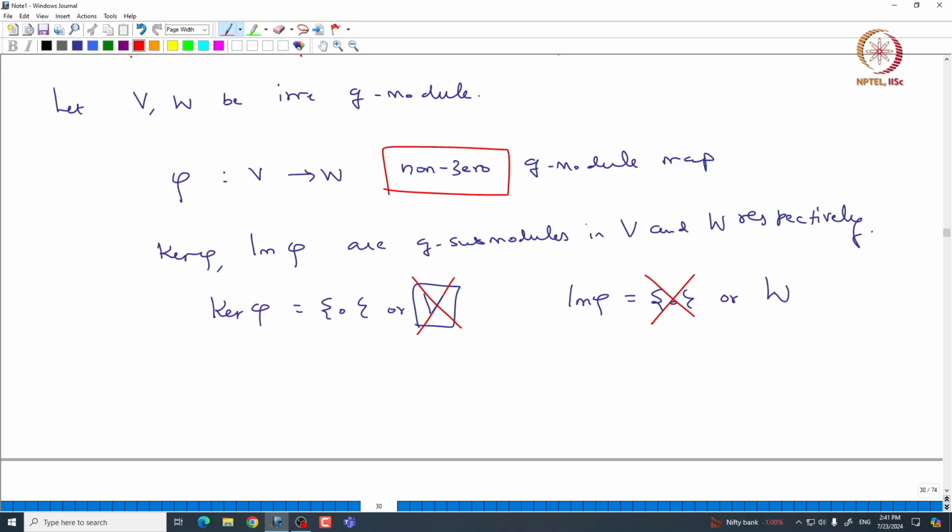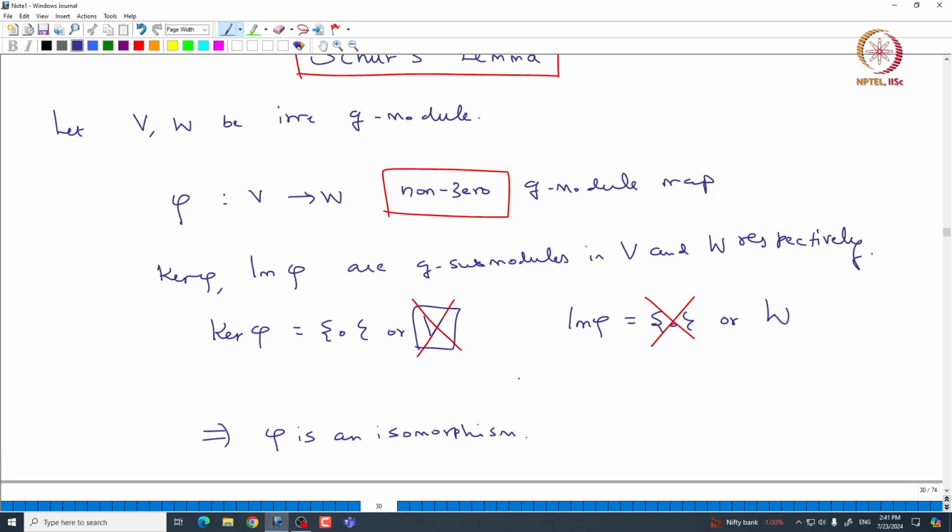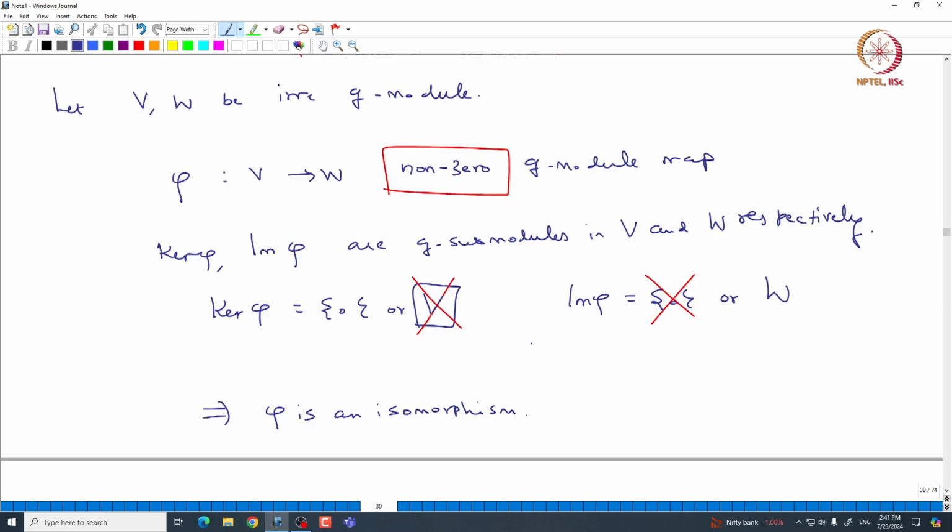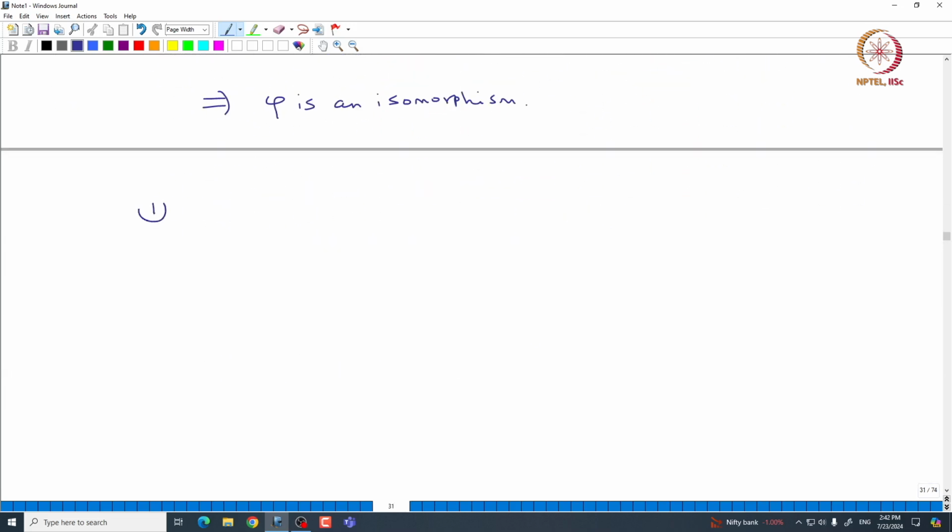That means phi must be an isomorphism. So, basically this is Schur's lemma. From this one can immediately write down the following statements. Given two irreducible modules, if you take a non-zero map from V to W, that must be an isomorphism. From this you can conclude that if V is not isomorphic to W, then the Hom space, the set of all G module maps from V to W, must be 0.